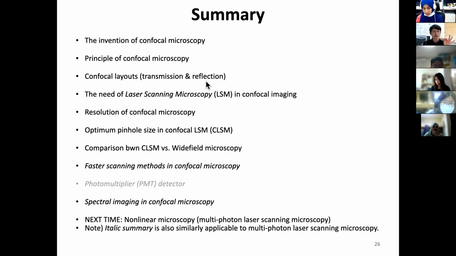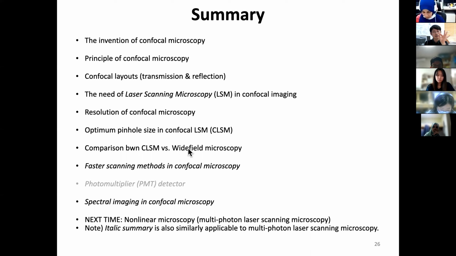But it's a point concept, and we somehow need to scan with laser scanning. And we realized the resolution of confocal is better, and for that, you probably need a proper optimization of pinhole size. And confocal is different from wide field in that it provides axial resolution by optical sectioning, and even laterally, it provides 40% enhanced lateral resolution.